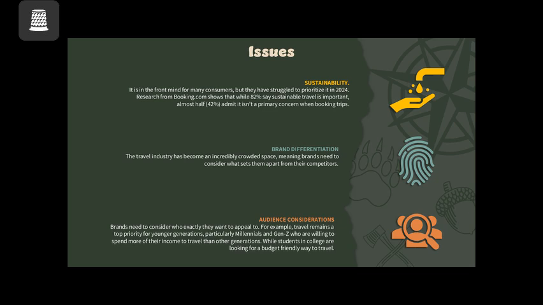The final problem is audience considerations. Brands need to consider who they want to appeal to, which for us is college students. Travel is still a top priority for the younger generation, particularly millennials and Gen Z, who are willing to spend what money they have to travel versus the older generations.